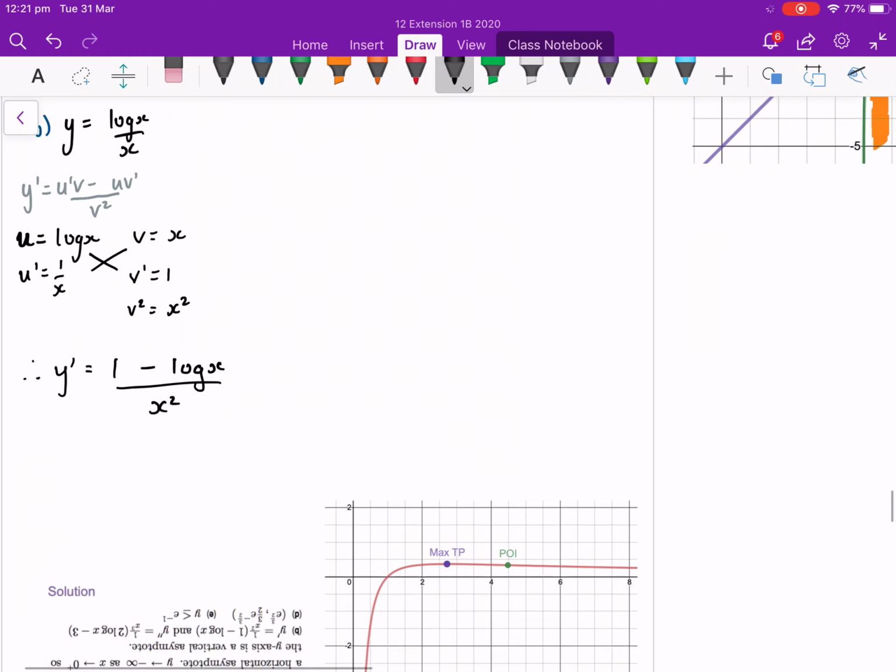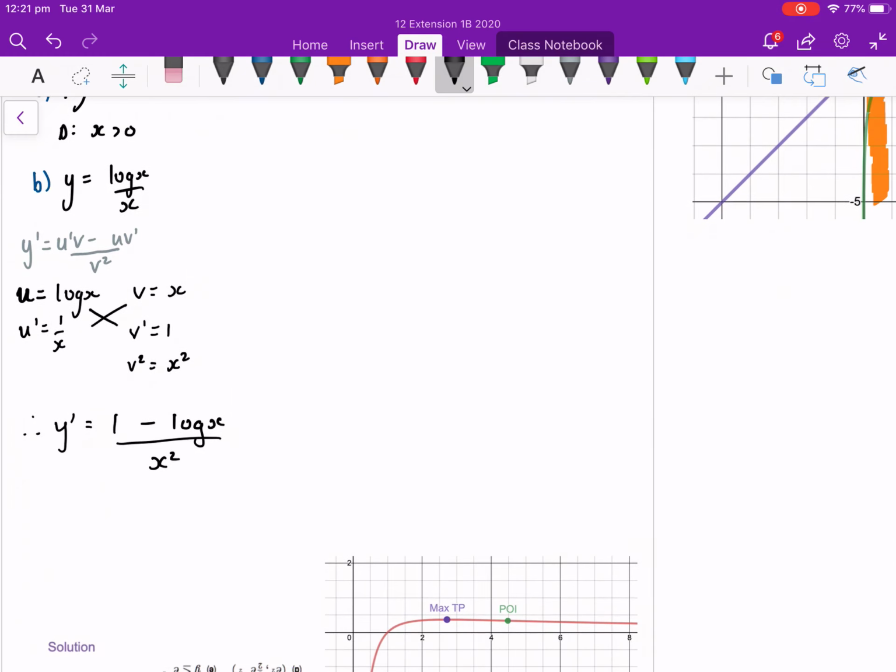Now, to find the second derivative, we're again using the quotient rule, and if we follow the quotient rule, just to save some space here I'm working it out, we should end up with the second derivative equal to 2 ln x minus 3 all over x cubed. So we've got our second derivative here, and we've got our first derivative here.